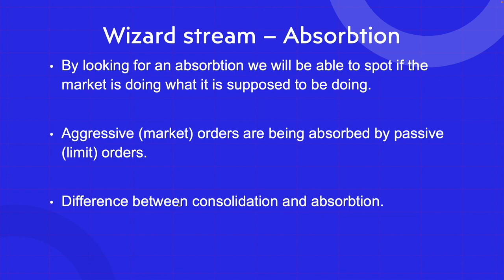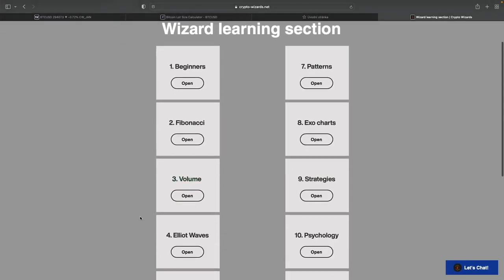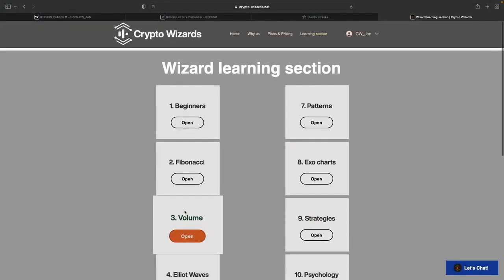So aggressive market orders are being absorbed by passive or limit orders. And if you don't understand how the market works, if you don't understand what a market order is, what a limit order is, because this is a very important thing to understand, and you think that the only difference is that you are not paying fees with a limit, then definitely do some research about it, because you can't use absorption without having this knowledge. It's very important to understand this. We have a whole learning section about this, so you will find it in the volume section.